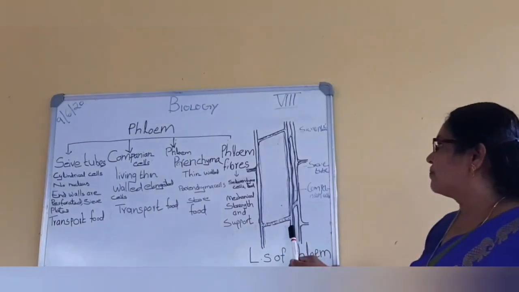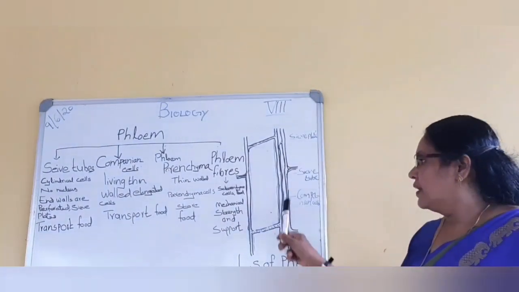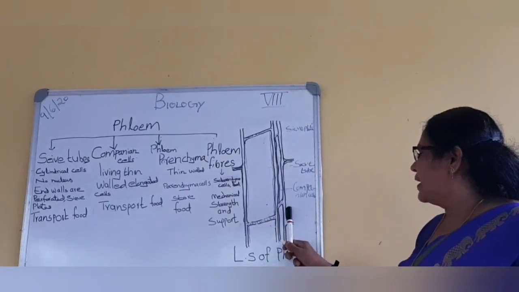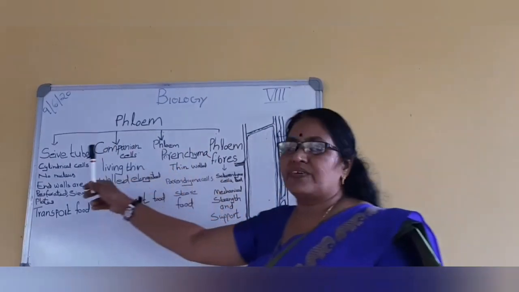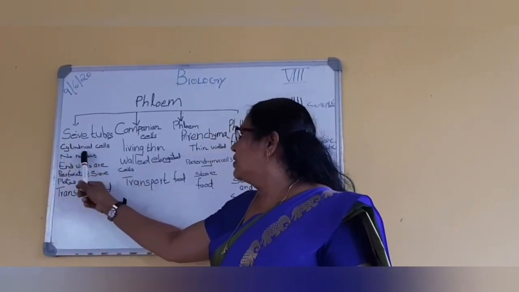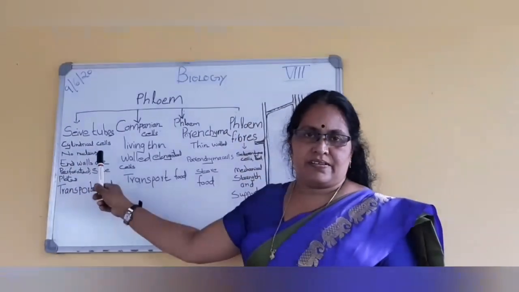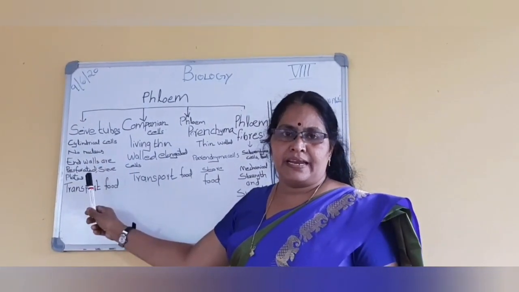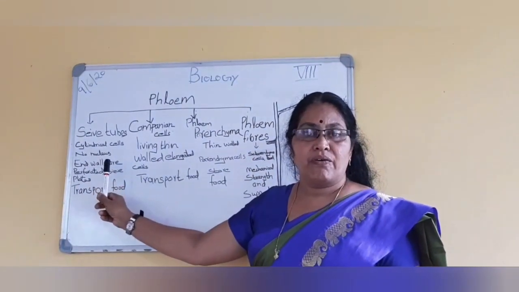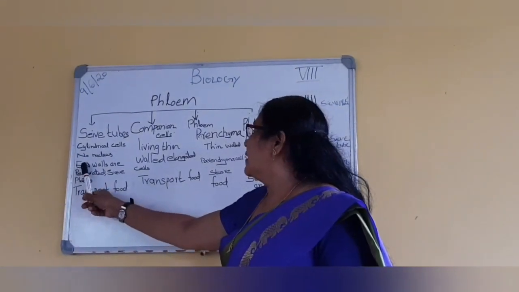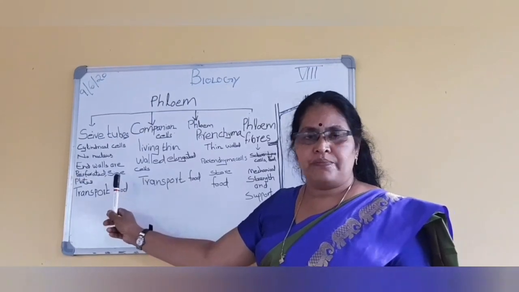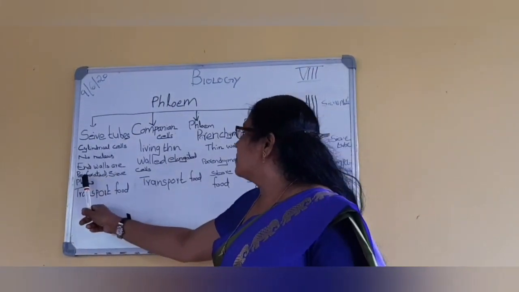Here is the diagram of the LS of the phloem. In this LS, you can see the sieve tubes and the companion cells. Let us see the first one, sieve tubes. What are sieve tubes? They are long cylindrical cells connected end to end, and they have no nucleus. That means they are devoid of nucleus, and they are connected end to end and form a long tube. Their end walls are perforated.